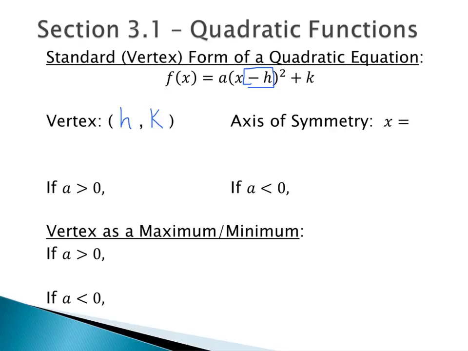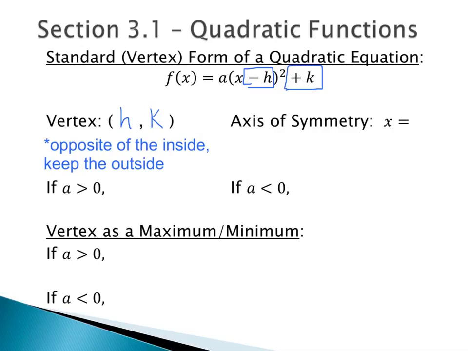When we walk through an example, I'll talk about how we have the opposite of the inside, but then we keep the number on the outside. So if it's a positive number on the outside, it would stay. If it was a negative number, it would stay. Your axis of symmetry is always x equals whatever the x-coordinate of your vertex is. So when it's in vertex form, the axis of symmetry would just be x equals h. Remember that when we're writing our axis of symmetry, it needs to be an equation, so it has to be x equals the number.